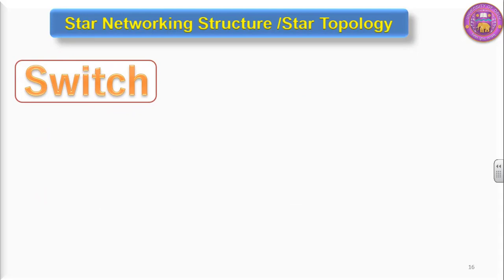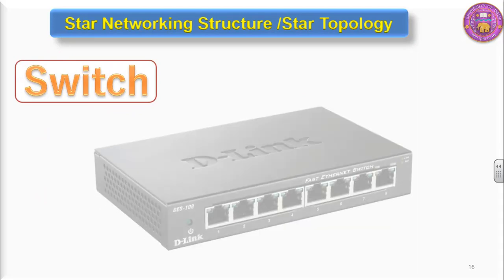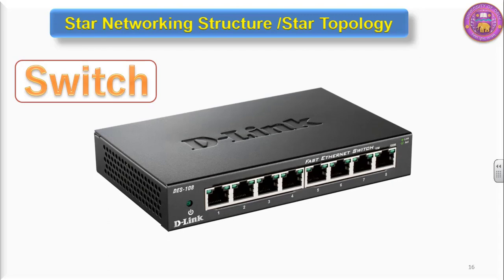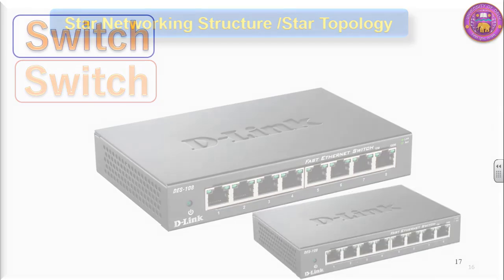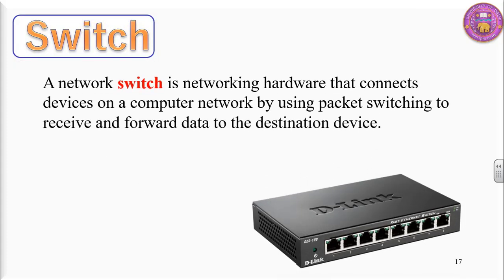Now let's move on to the next device, that is switch. In the case of a LAN, a number of devices can be connected with the help of a switch. This is the image of a switch. A network switch is networking hardware that connects devices on a computer network by using packet switching to receive and forward data to the destination device. Now, what is the meaning of this packet switching and forwarding data? We will talk about it in a short while.